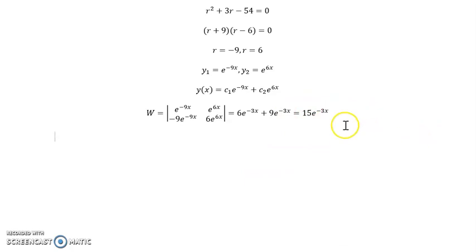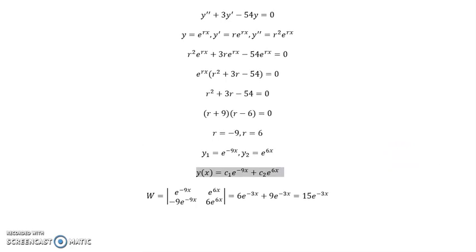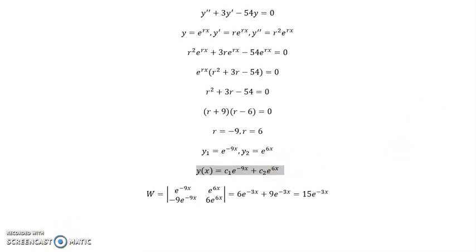And we could verify that this is, in fact, a solution to the differential equation by taking our two derivatives and plugging them into our function. And then if we had initial conditions, we would then be able to solve for c1 and c2.